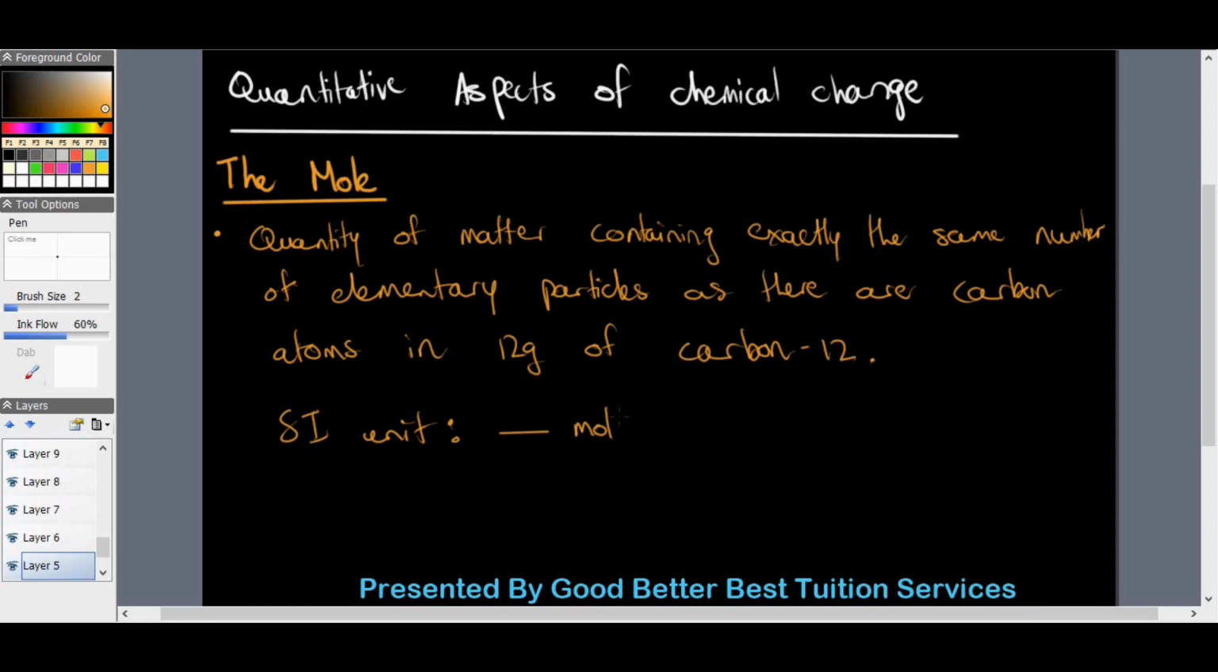To read the definition again, the mole is a quantity of matter containing exactly the same number of elementary particles as there are carbon atoms in 12 grams of carbon-12. That's basically a recap of what the mole is, and we take this a little bit further in grade 11. We're also going to introduce something called Avogadro's number, which I will speak about in just a moment.